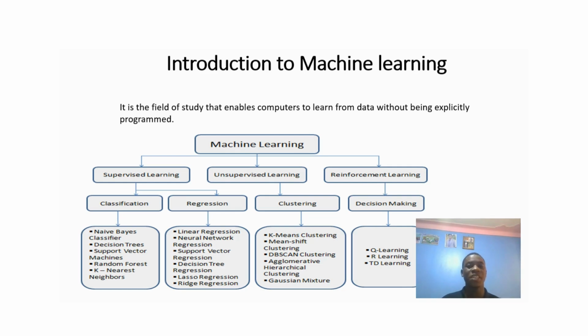In supervised learning, the model is trained on labeled data. In unsupervised learning, the model is trained on unlabeled data. Then in reinforcement learning, the model is trained by directly making it interact with the environment from which the data is being collected. So the different types of machine learning are classified into the following.